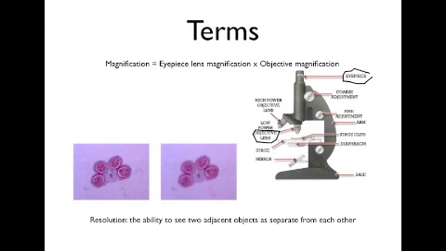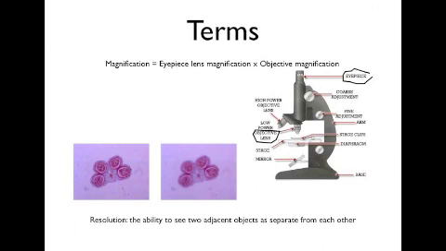Magnification is the ratio of the image produced by the microscope to its actual scale. So we generally obtain the magnification as an actual number, and that number comes from the eyepiece and the objective lens.